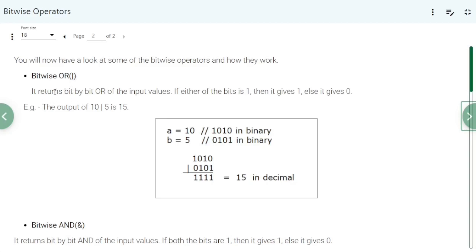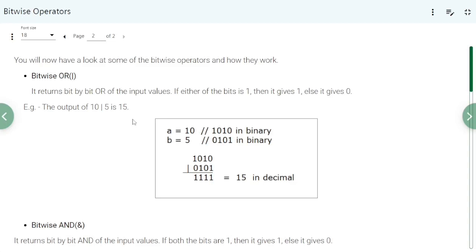So what it will do, it returns the bit by bit OR of the input values. So if either of the bits is 1, this is important, just listen to me very carefully. If either of the bits is 1, then it gives 1, else it gives 0. So it will always look for a 1. And even if it gets a single 1, it will say, oh yes, I found a 1. Else it will just say, okay, there is no 1.